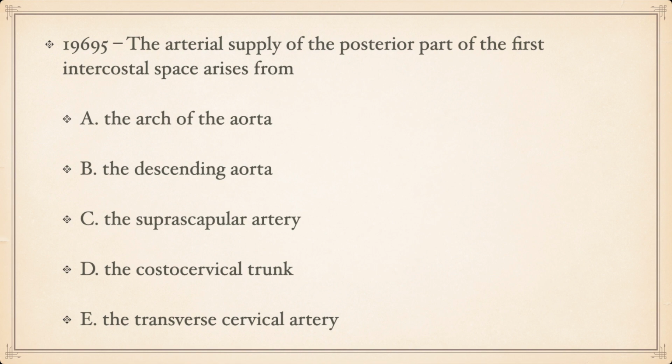Next one. The arterial supply of the posterior part of the first intercostal space arises from A, the arch of the aorta, B, the descending aorta, C, the suprascapular artery, D, the costocervical trunk, and E, the transverse cervical artery. So this is a type A question. It's a straight multi-choice, and I will let you have a go, and we'll come back with the answer soon.